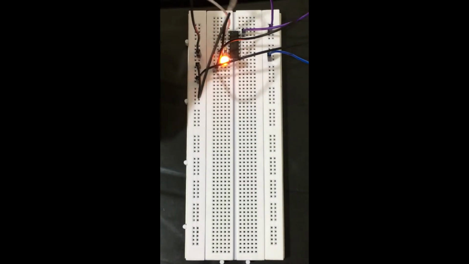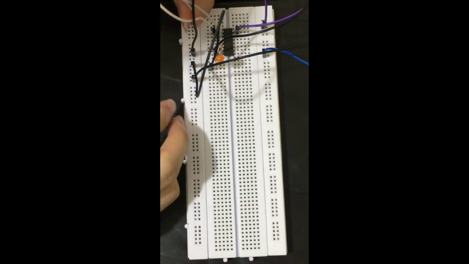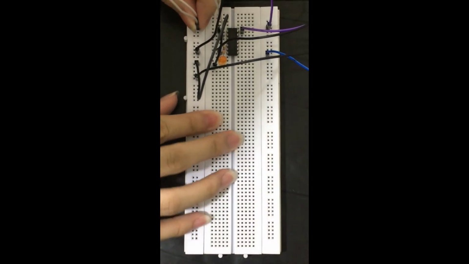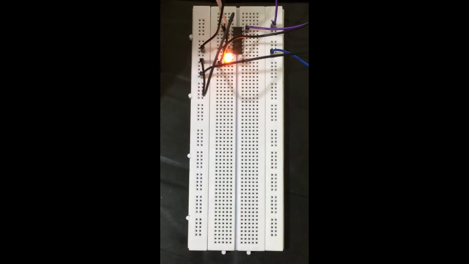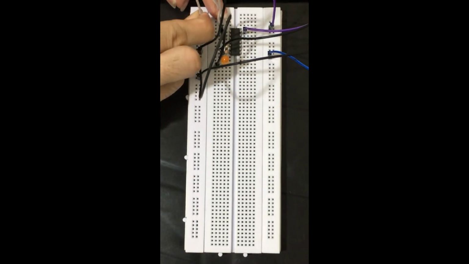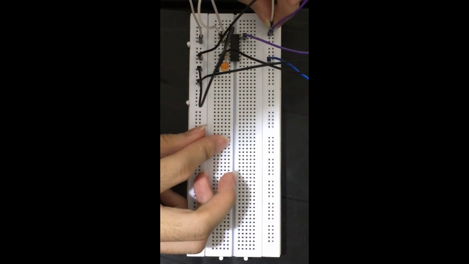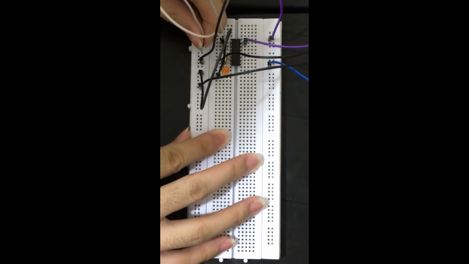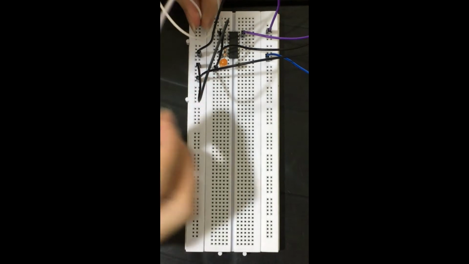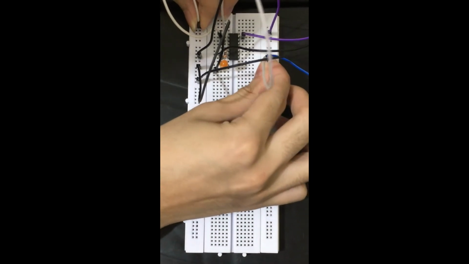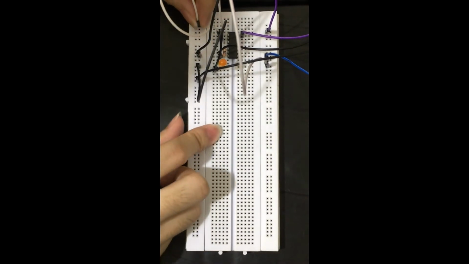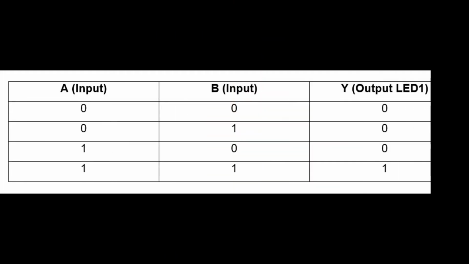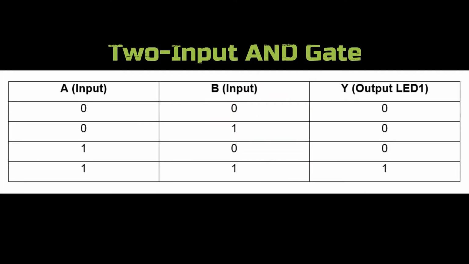If the input for terminals A and B is logic 0, the output will be 0 or the LED will be off. If the inputs are 0 and 1, the LED will be off. If the inputs are 1 and 0, the LED will be off. If the inputs are 1 and 1, the output will be 1 or the LED is on.